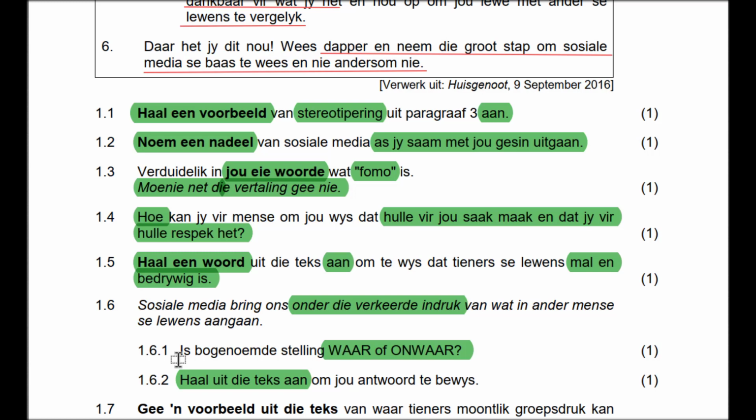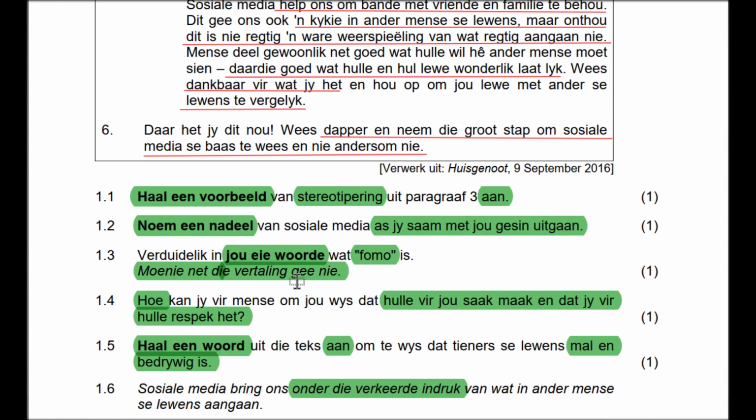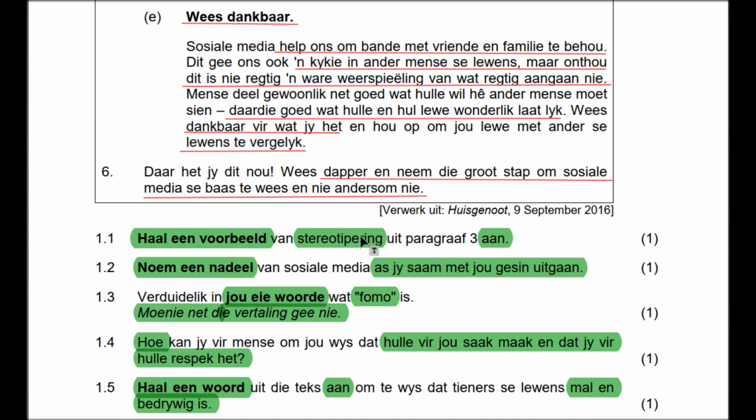We are going to look for a quote that will prove this statement, because remember we said that this statement is true. Ek onthou ek het iets gelees waar dit sê, dit is nie 'n regte weerspieëling, hierso is dit sommer. Maar onthou, dis nie 'n ware weerspieëling van wat regtig aangaan nie. Of ek kan self sê, mense deel gewoonlik net goed wat hulle wil hê ander mense moet sien. So you've got two options here, two quotes that you can use.